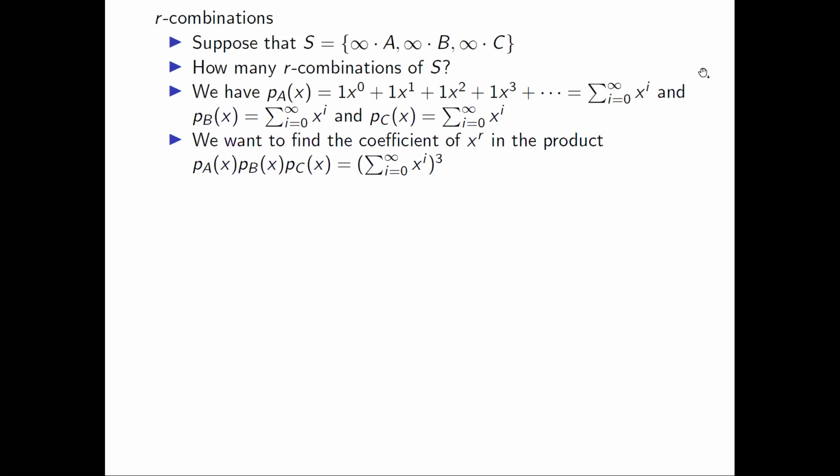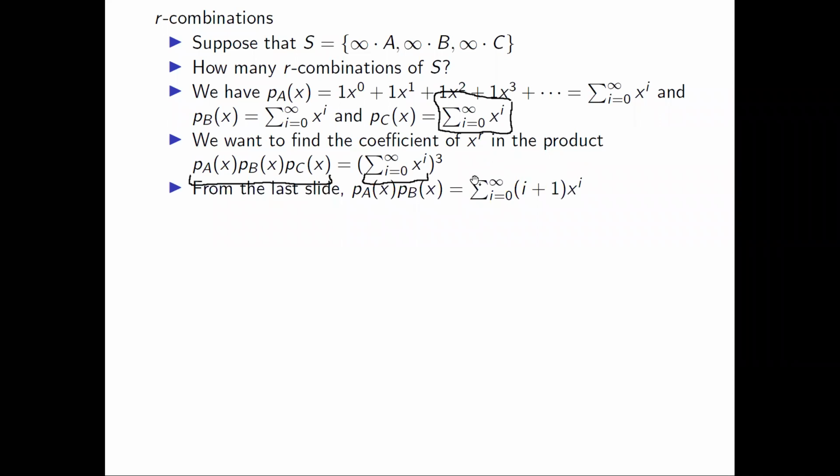And we're trying to find the coefficient of x to the r in the product of these polynomials, just like all the previous slides. So we're just trying to find the coefficient of that x to the r term when we take this product. And this product, we can write in a simpler way because P_A, P_B, and P_C are the same polynomial. So since all of them are the sum i equals 0 to infinity of x to the i, the product of the three is just that sum raised to the third power. So that's all we're doing there.